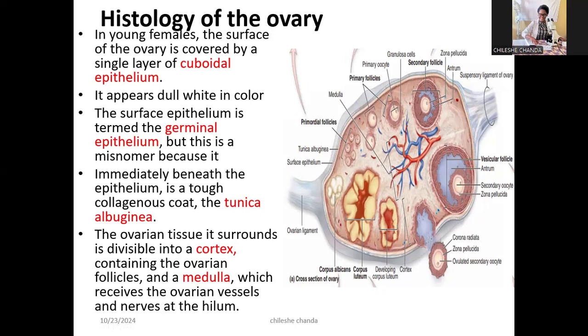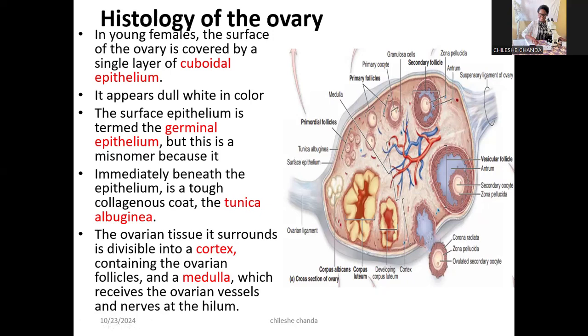Beneath the epithelium is a tough collagenous coat, which is known as the tunica albuginea. This lining over here, that is the tunica albuginea. A very, very tough connective tissue sheath. The ovarian tissue itself consists of the cortex, and then in the middle we have the medulla.